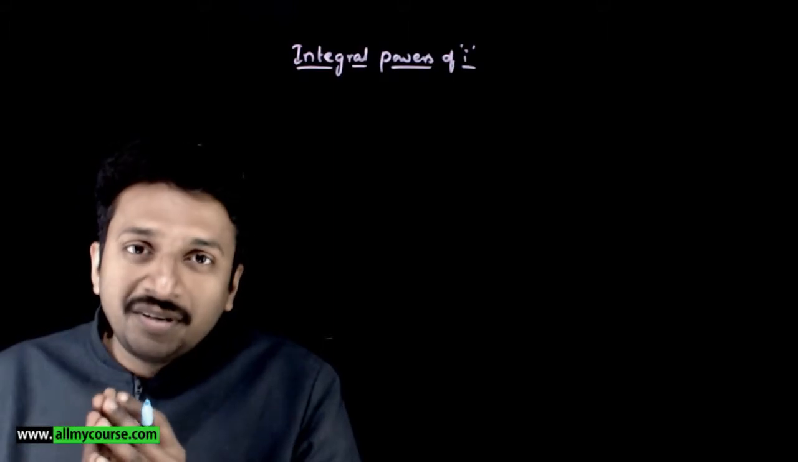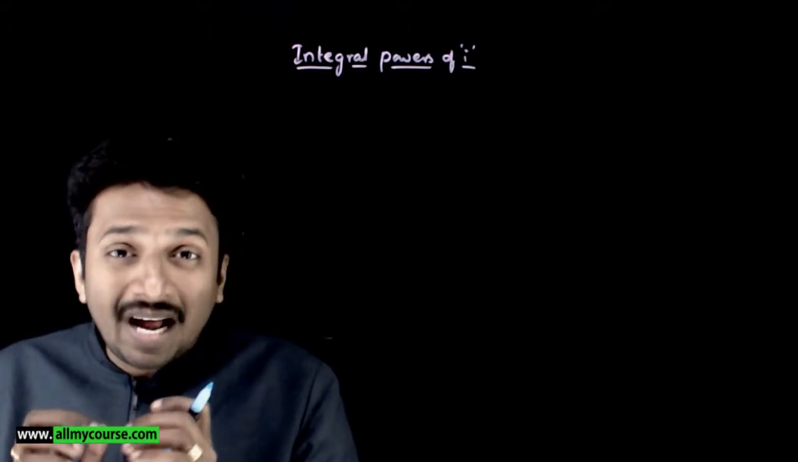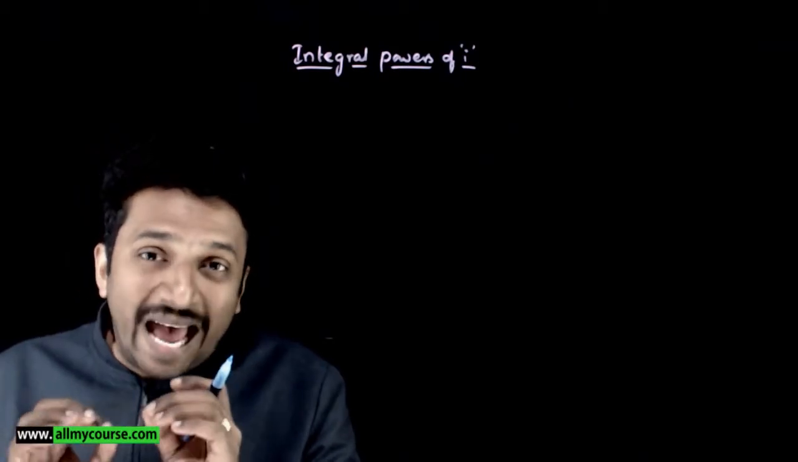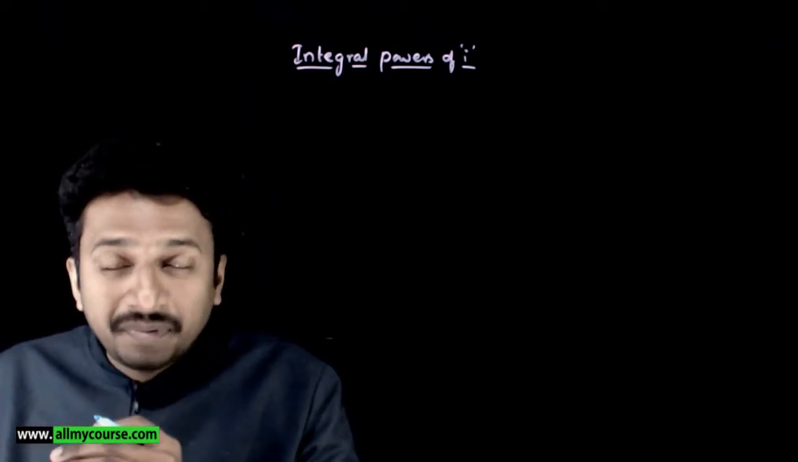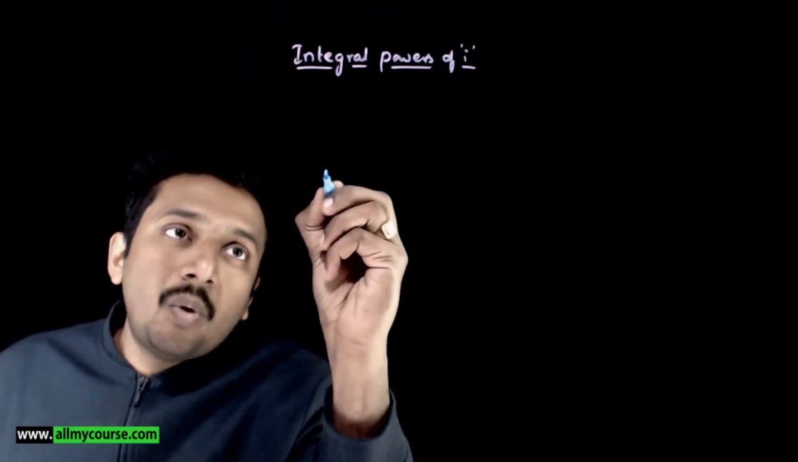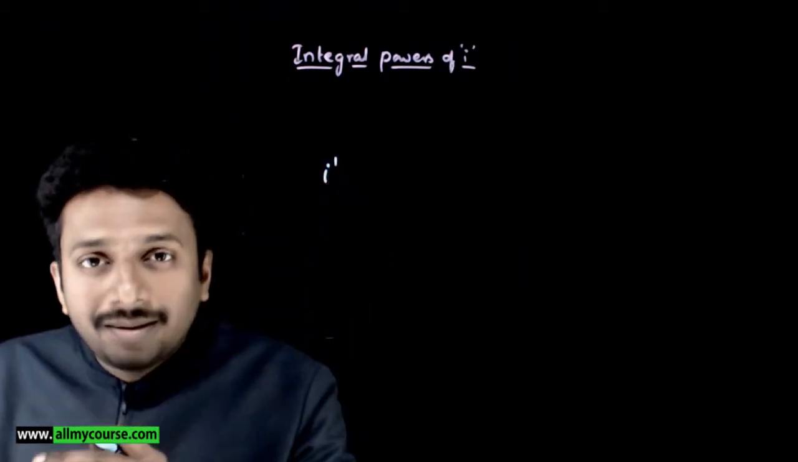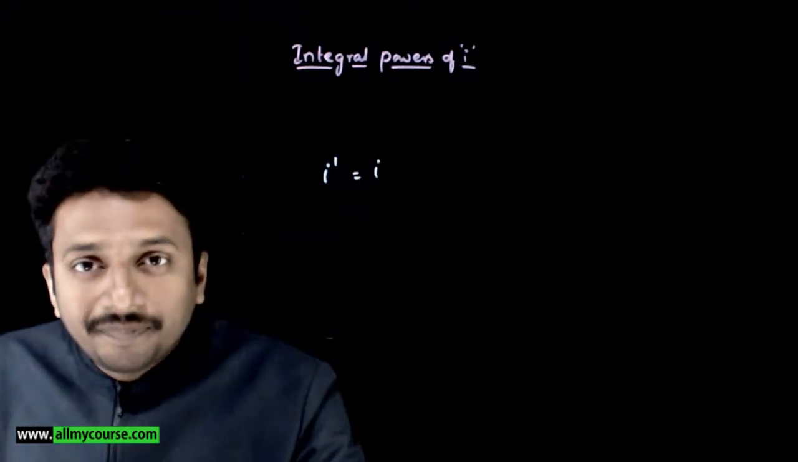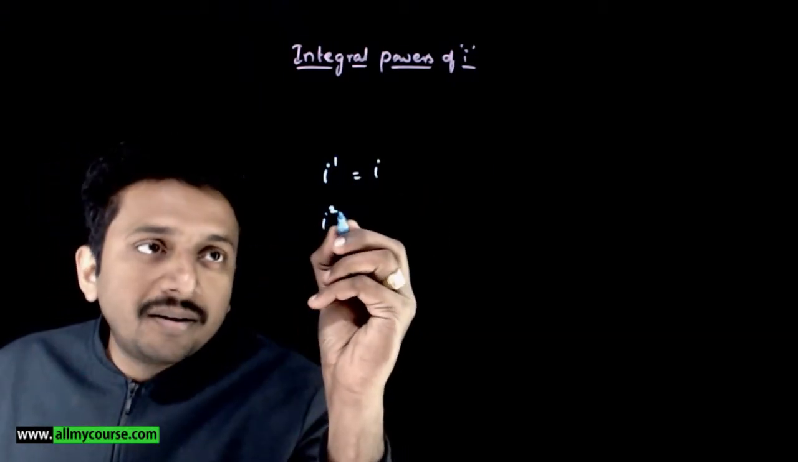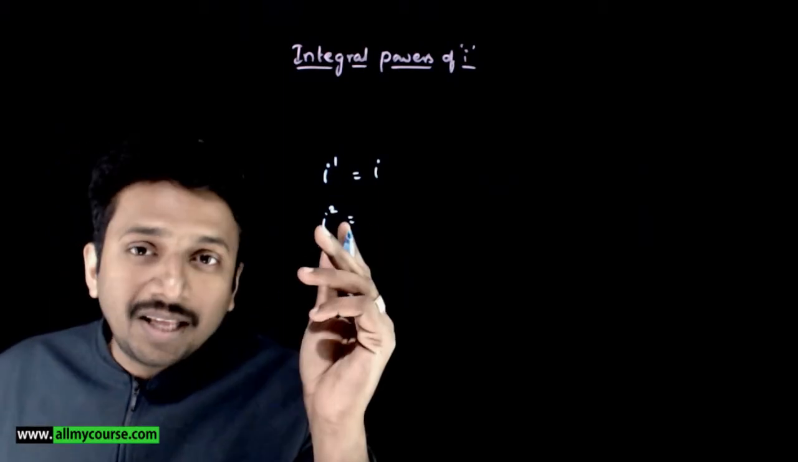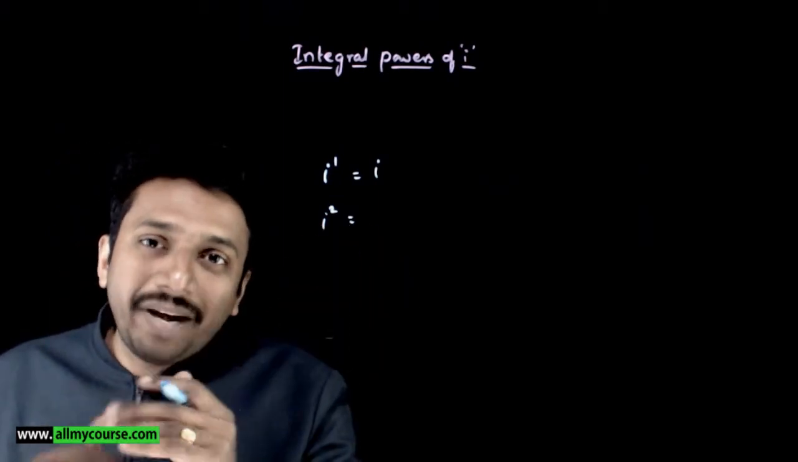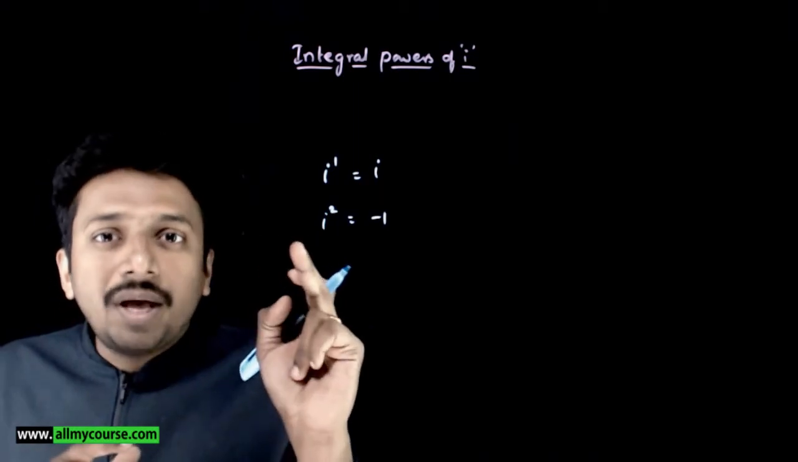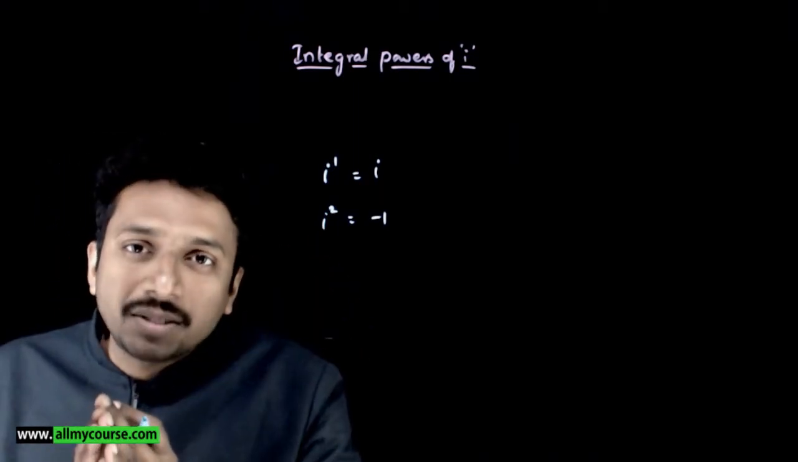So welcome students. In this video, let us look at how to calculate integral powers of i. That is, i power an integer. For example, what is i power 1? So i power 1 is equal to i. What is i square? i square is nothing but minus 1 by definition. i is a number whose square is equal to minus 1.